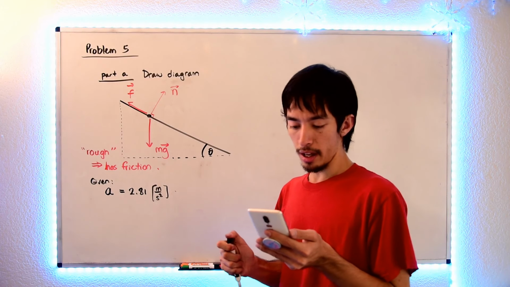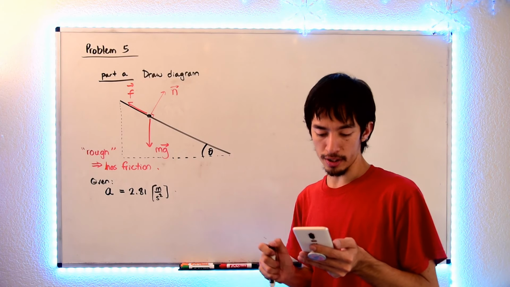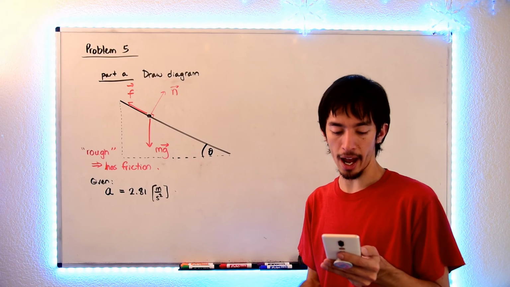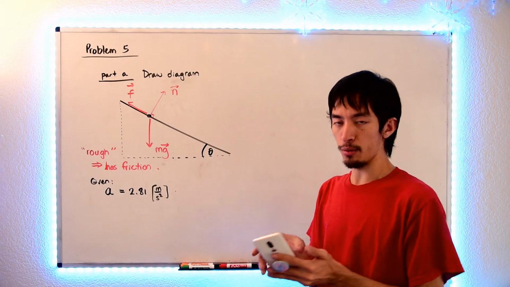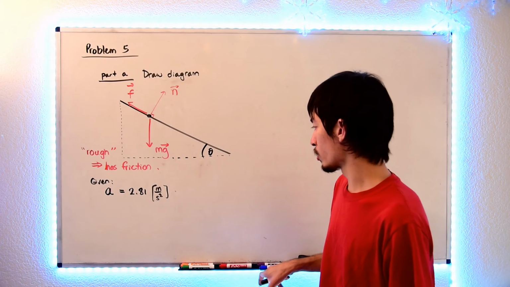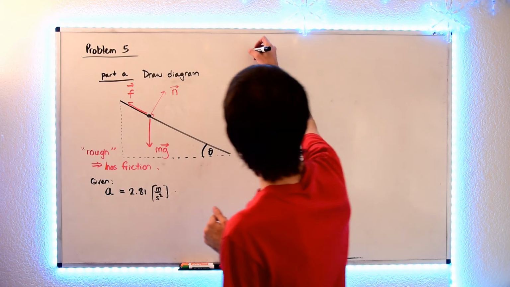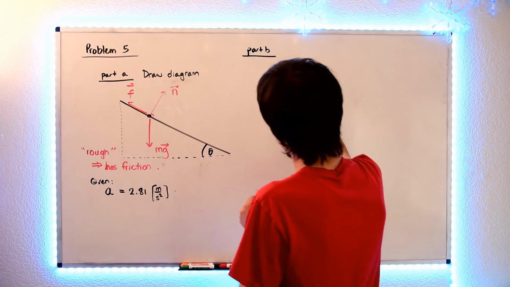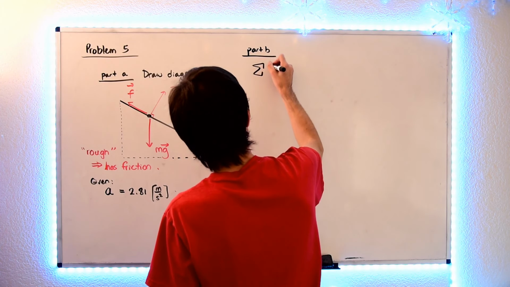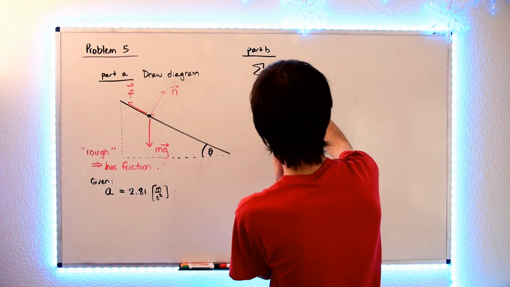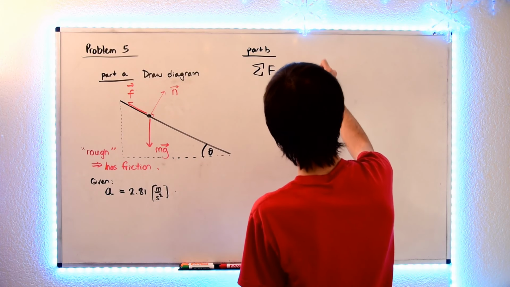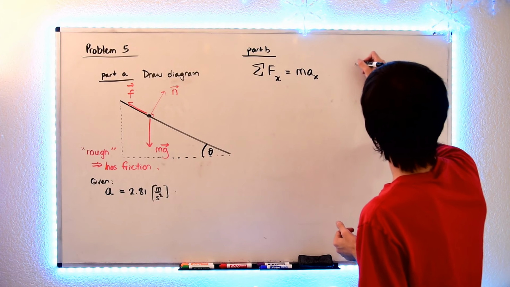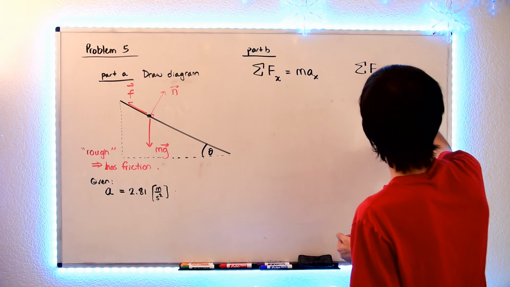So if we need to calculate the equations representing the components of the forces acting on Alice, then we need to write out Newton's laws, ultimately what it says. Okay, so for part B, we need to do sum of forces in the x direction equals mass times acceleration in the x direction. And we're also going to do that in the y direction too.